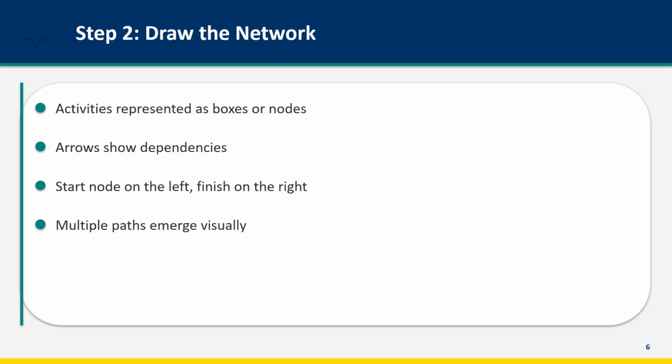Step 2 is to draw the network diagram. Each activity becomes a box or node. Arrows connect activities to their successors. Activities with no predecessors connect to a start node on the left. Activities with no successors connect to a finish node on the right. As you draw, multiple paths through the project become visible. You can trace from start to finish along different routes. The network makes the project's logic visible in a way that a task list cannot.